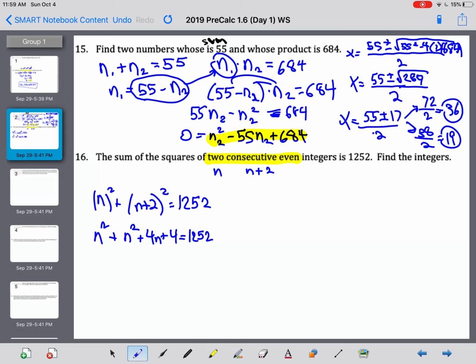1252. So I'm going to get 2n squared plus 4n. I'm going to do completing the square, so I'm going to subtract that over. So I get 1248. I'm going to divide and plus a blank. Take the 2 out.